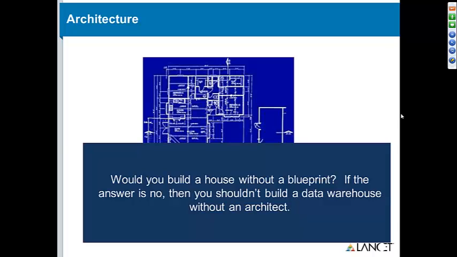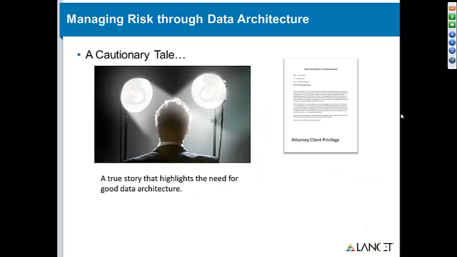Because you really need to know, there's a foundation, there's this much square feet. I want the kitchen to be facing the east. I want my bedroom to be on the north side where it's nice and dark. There's always those kinds of relationships in a blueprint and obviously in a data warehouse. So if your answer is no, then you should never think about building a data warehouse without some level of architecture or nod to architecture.